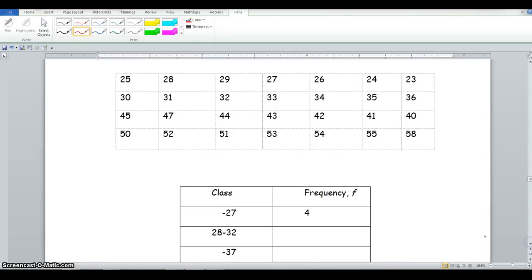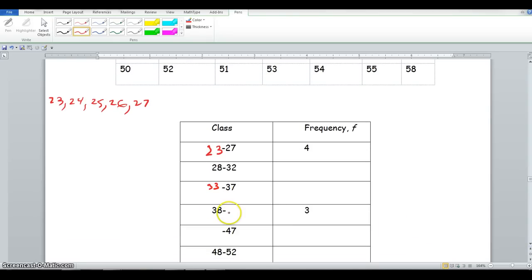Now what we have to do is develop our classes. Remember, our width is 5. We always start off with the lowest number, which is 23. So 23 to 27. You can't count 23 as zero, because if you look here, we have 23, 24, 25, 26, 27. Remember, the width of our class is 5. So from 23 to 27, that is 5 digits. Now our next class is 28 to 32. Next class is 33 through 37.